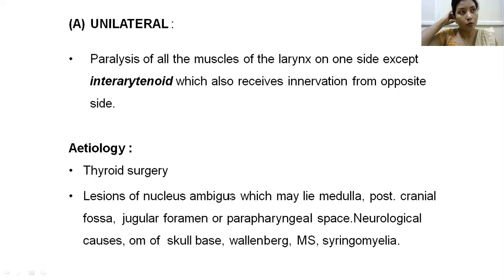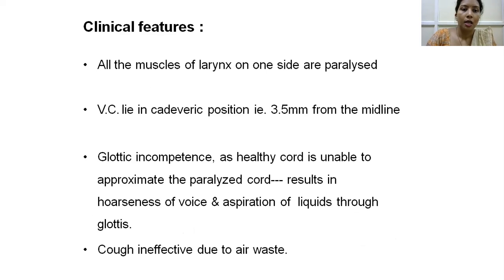So in a combined vagal paralysis to occur, the injury or the lesion needs to be above the level of the branching of superior laryngeal nerve. So it has to be inside the cranium or just at the level of the nodose ganglion or above. Below that, the branches are given, so it cannot cause a combined paralysis.